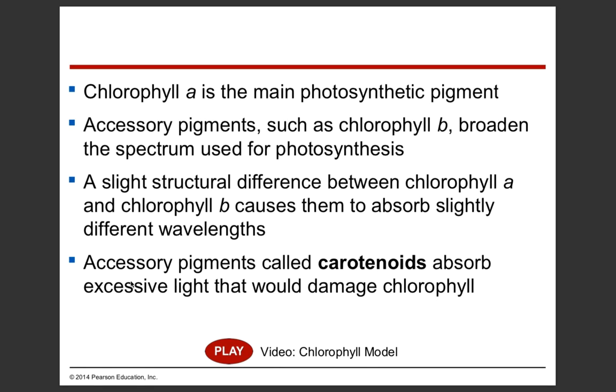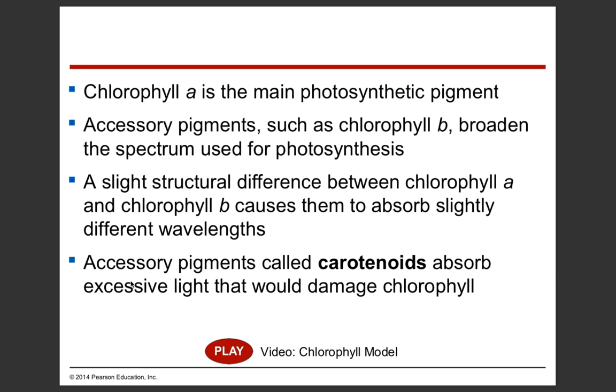Okay, hey, look at that. I just said that. It's like I read this before. Okay, so chlorophyll A is the main photosynthetic pigment in plants. Beautiful. So accessory pigments like chlorophyll B, like I said, we don't really use that a whole lot, but it does broaden the spectrum of light available for photosynthesis.